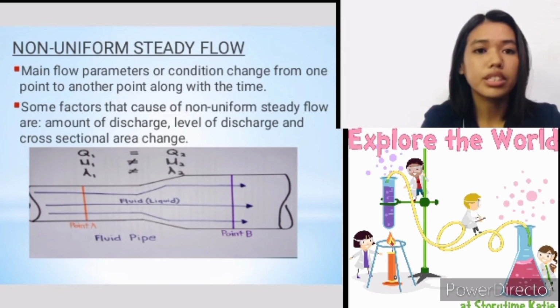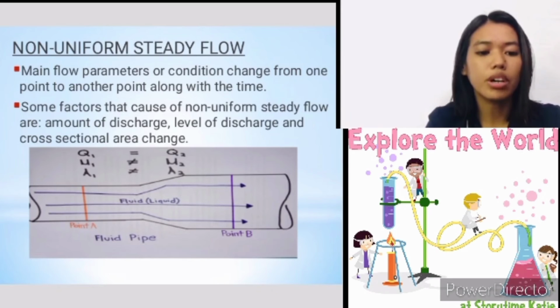As you can see in the representation of the pipe, there is a change of parameters from point A to point B. The flow parameters are not the same along the length of the flow. We can clearly see that the area and the velocity are not equal from point A to point B. Some of the main flow parameters are not constant, so therefore it is called a non-uniform steady flow.